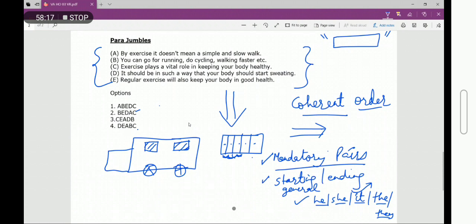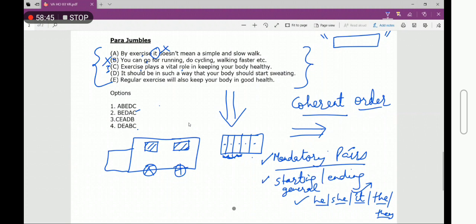Now if you really look at the sentences, let's see what can be the starting sentence. By exercise, it doesn't mean a simple and slow walk. By exercise, it doesn't mean what? That doesn't look like the starting sentence. You can go for running, do cycling, walking faster, etc. But it doesn't start properly. Exercise plays a vital role in keeping your body healthy. Yes, this looks like a good option to start with. But let me read the others also.